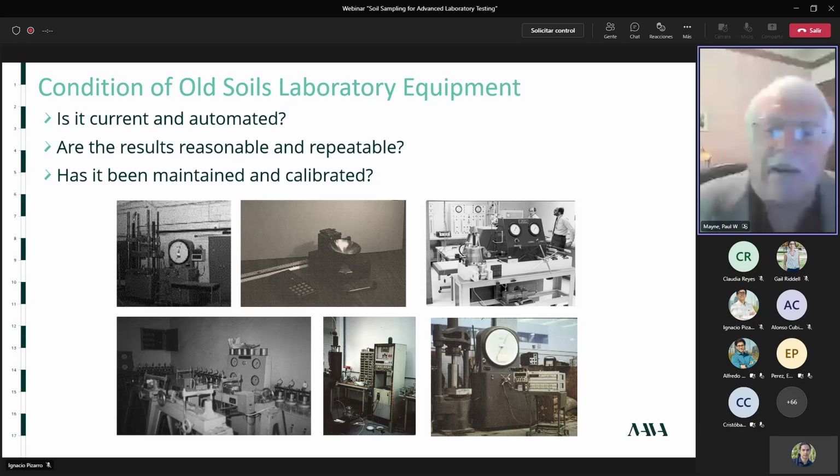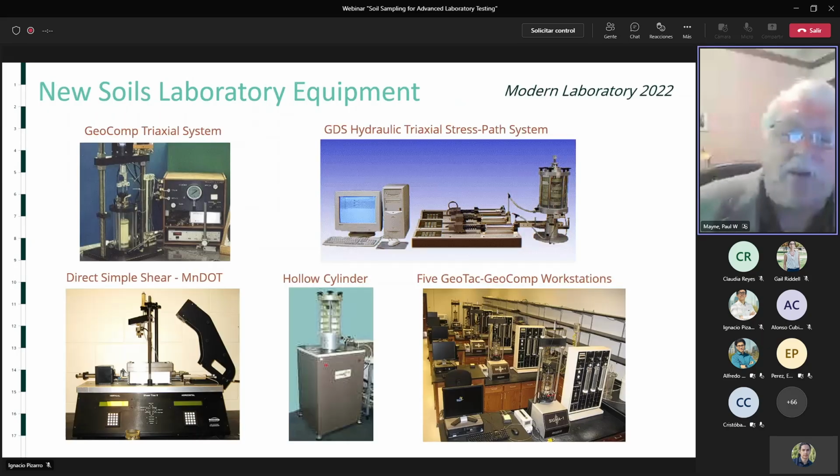Maybe not. Does your lab look like this, all black and white, old equipment that's been handed down decade after decade? Is it current? Is it automated? Do you get reasonable results? Has the equipment been maintained? Newer equipment, we've improved on load cells. So here's the new soils lab, the modern laboratory, 2022.